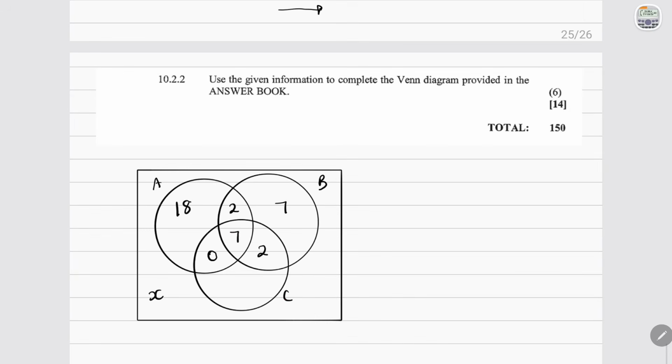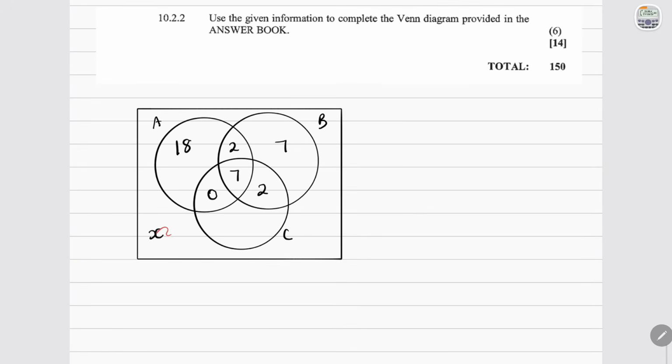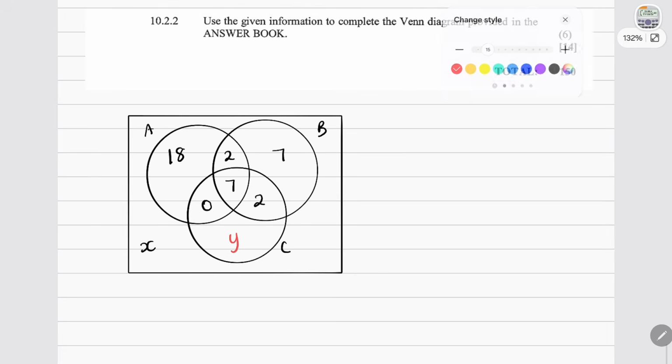Okay, so to complete this diagram, do you see that this is missing and I'll call it X, and this is also missing, so I'll call this Y. So we can actually give them names. They actually do have names. They named it for us here.